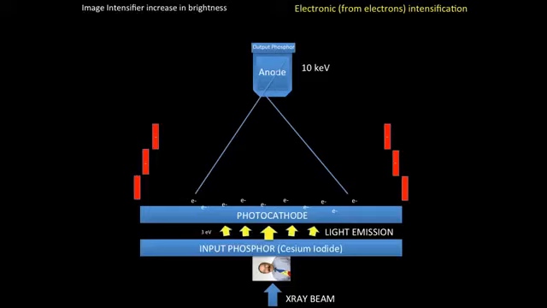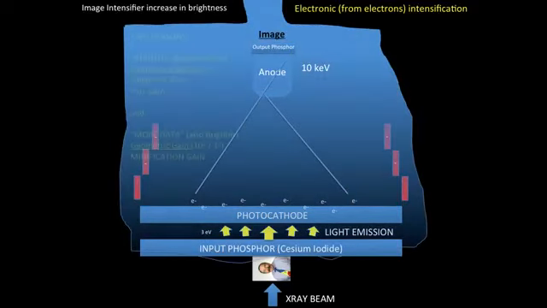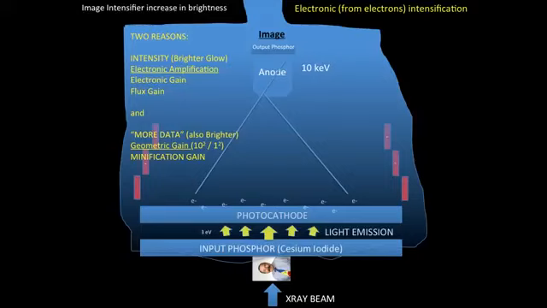The image intensifier, then, it's important to realize that it creates an increase in brightness. This increase in brightness has two main components. The main components are the component that I relate to the intensity, so that's the electronic amplification, the electronic gain, or the flux gain. All those are different terms for the same phenomenon. And then you have the second component that's more data.